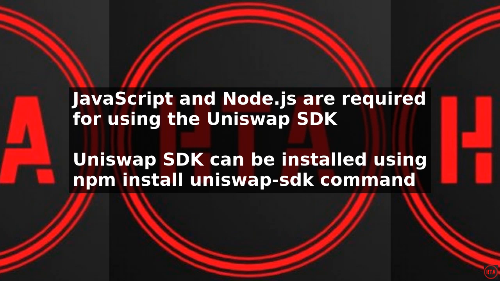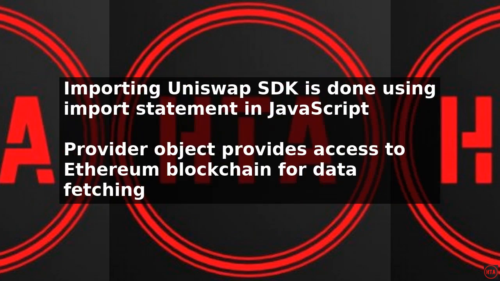To fetch data from Uniswap, you need to create a client object. The client object provides methods for fetching data such as token prices, liquidity, and trading volumes. You can create a client object by passing a provider object to the client constructor.